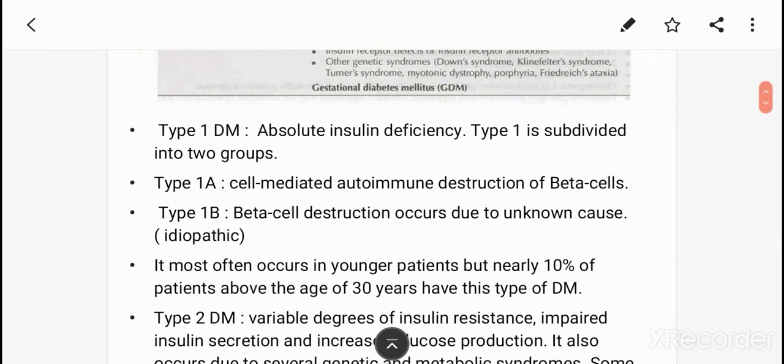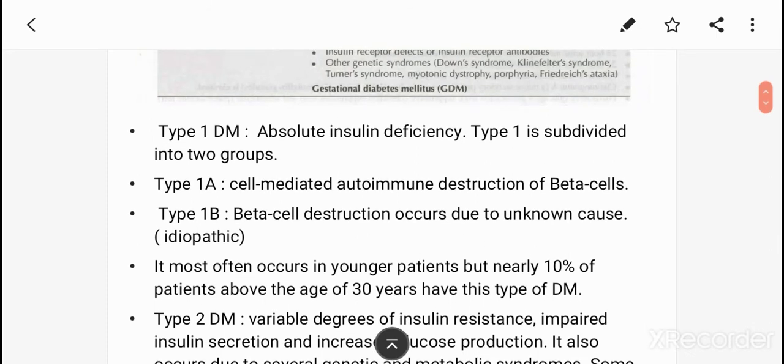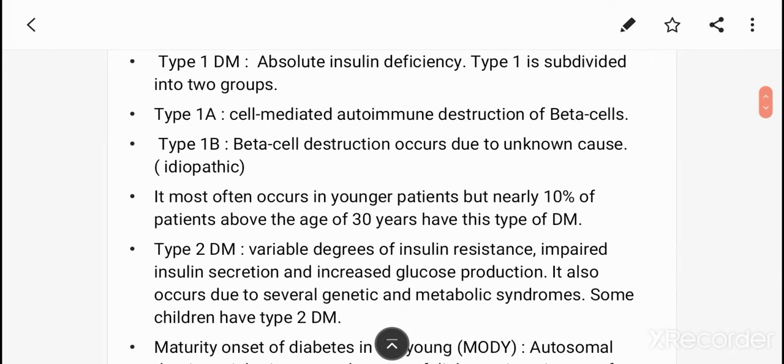Now, type 1 diabetes mellitus is basically absolute insulin deficiency. Type 1 is further subdivided into type 1A and type 1B. Like we discussed before, type 1A is cell-mediated autoimmune destruction of beta cells, and type 1B is idiopathic, that is, beta cell destruction occurs due to an unknown cause. It most often occurs in younger patients, but nearly 10% of the patients above the age of 30 years have this type of DM. So the age distribution is not that specific.